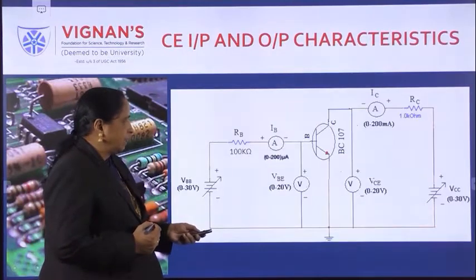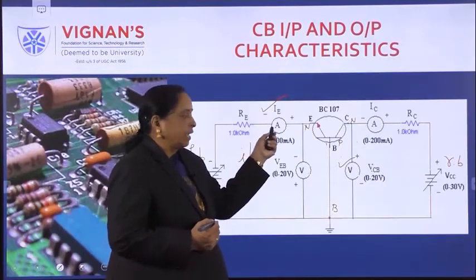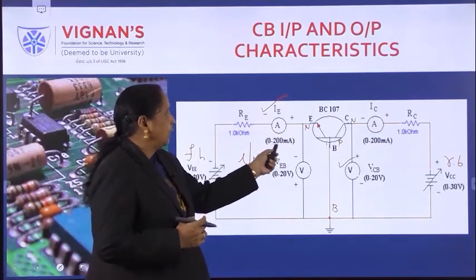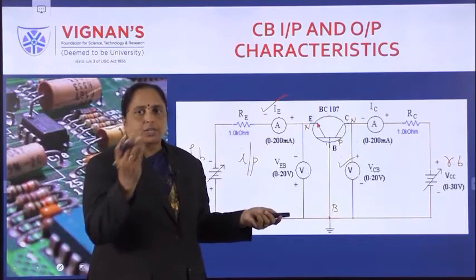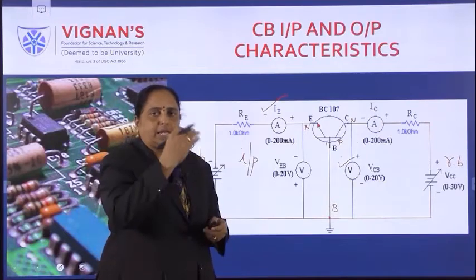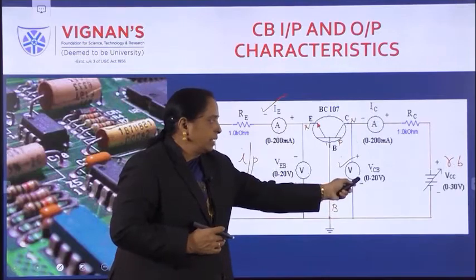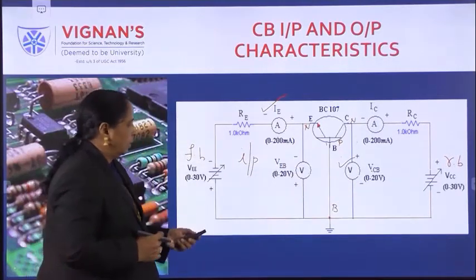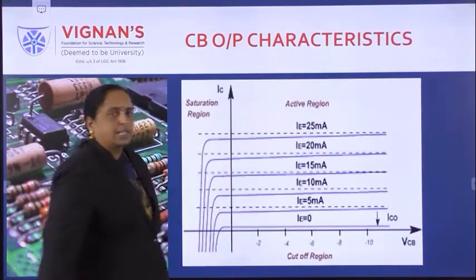So in the previous diagram, see here, this IE is kept constant. Suppose IE can vary in the range of 0 to 200 milliamperes. Here we are giving different IE: IE equal to 0, IE equal to 5 milliamperes, IE equal to 10 milliamperes. Like that you can change IE in different steps, and each step must control the emitter current for taking output characteristic curves. See here, VCB on the x-axis, IC on the y-axis, and IE is kept constant.